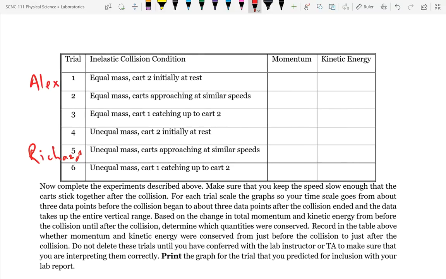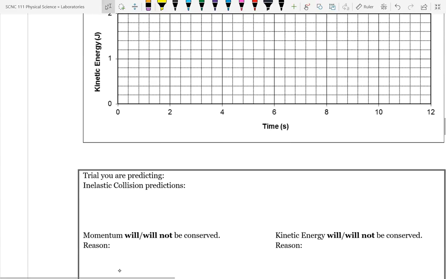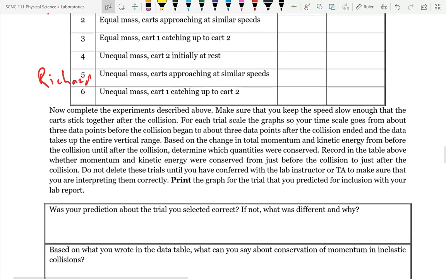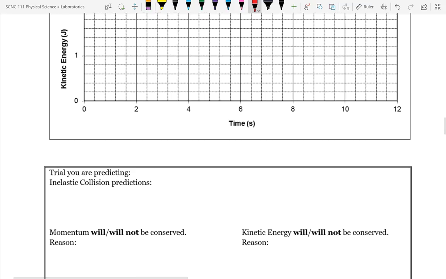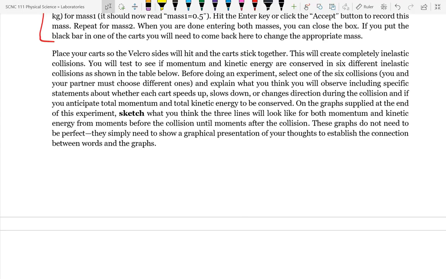And so I am going to do all of the work on this page based entirely on the one that I chose from here. So I chose unequal mass carts approaching at similar speeds. And so what I have to do is make predictions. The instructions are here. Sketch what you think the 3 lines will look like for both momentum and kinetic energy from the moments before the collision till the moments after the collision. They don't need to be perfect. That is, the numbers don't have to be right at all, just the right shape.